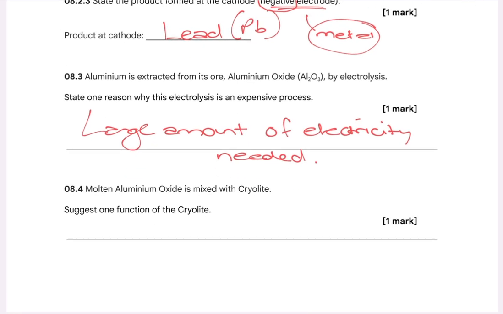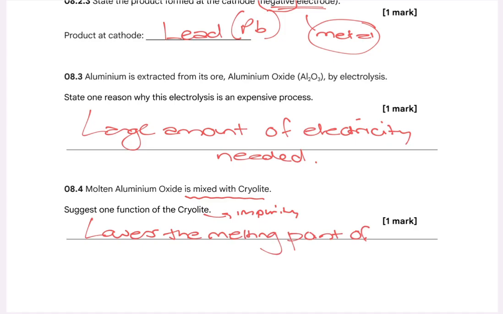But for aluminium oxide, one of the advantages to this reaction is that we can mix it with cryolite. Cryolite is an aluminium containing substance, but the function of cryolite in this situation is that adding cryolite to aluminium oxide makes the cryolite act as an impurity. And when we add an impurity to a substance, what that does is it lowers the melting point of the substance we've added it to.